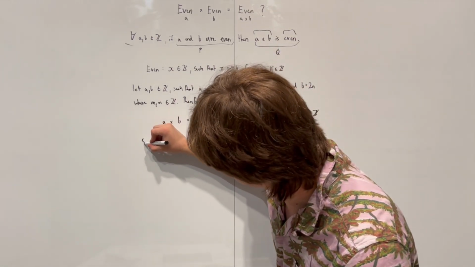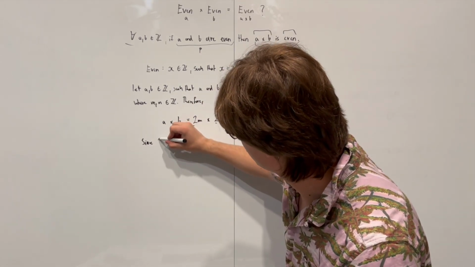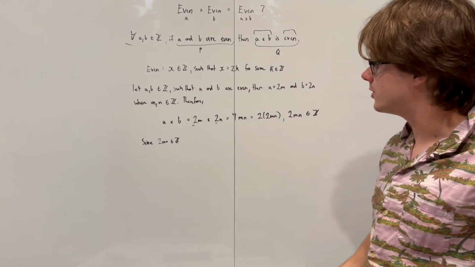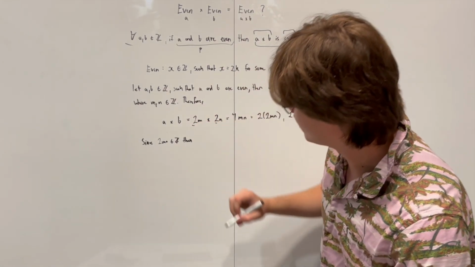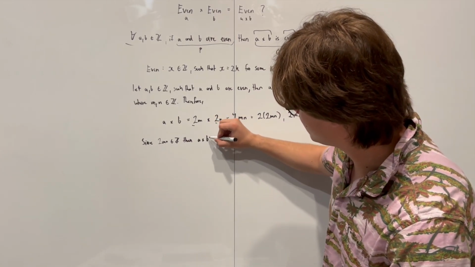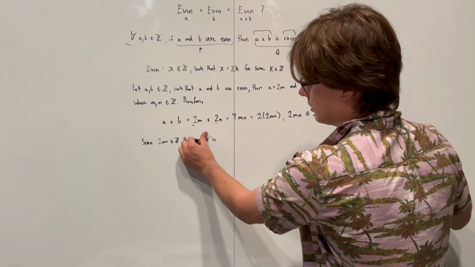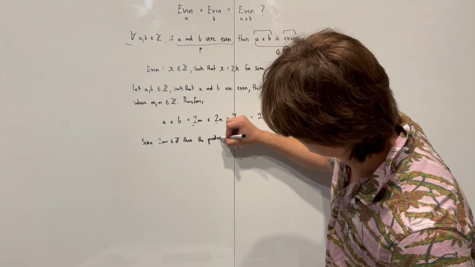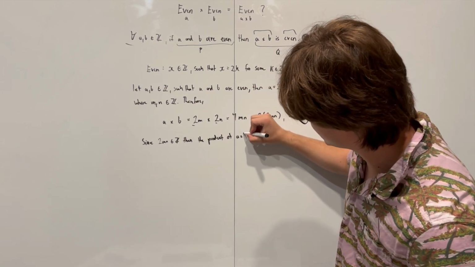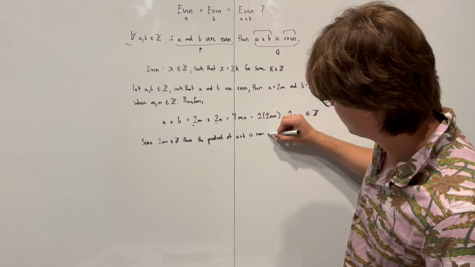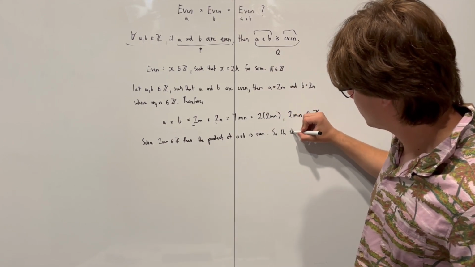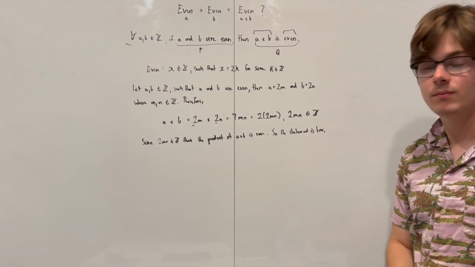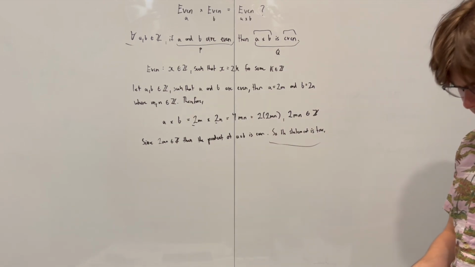So, since 2mn is in the set of integers, then a times b is, oh, actually, let's write a slightly more complicated sentence. Then the product of a times b is even, so the statement is true. Okay, awesome. I like to add this part sometimes, I don't.